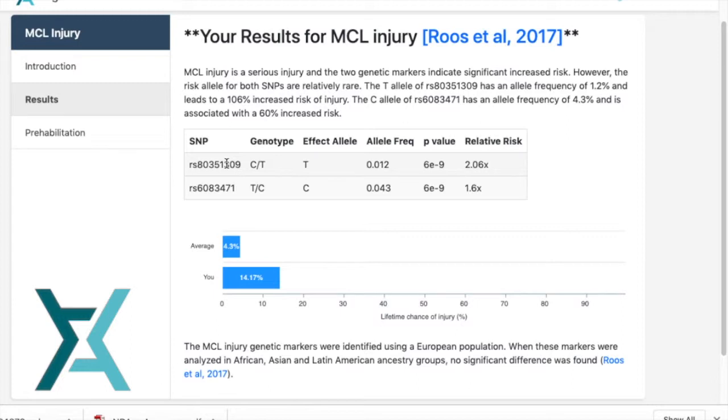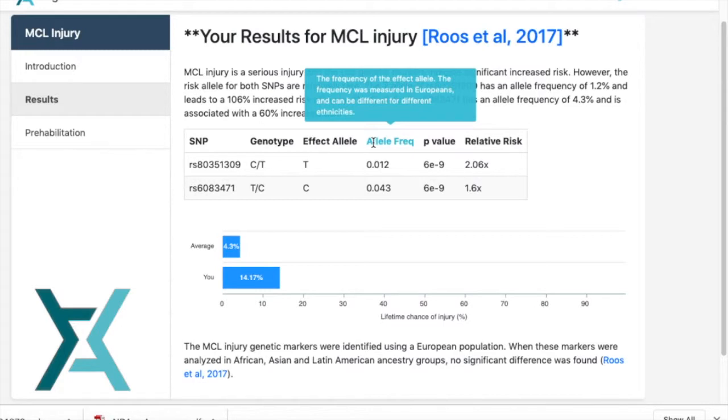Some people carry Cs, some people carry Ts. Genotype is the sequence of this SNP, in this case, C over T. So this person was heterozygous, a C from one parent and a T from another parent. Effect allele is the allele we're scoring, and in this case, it's a T.